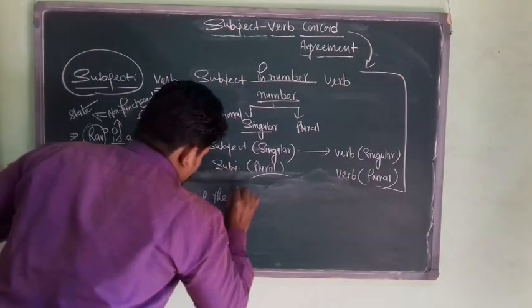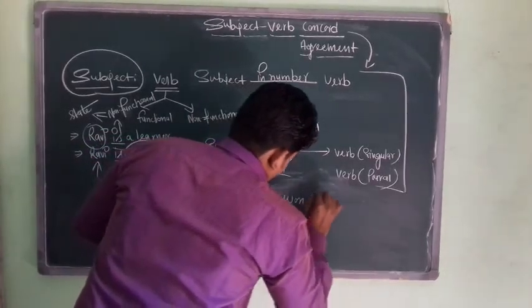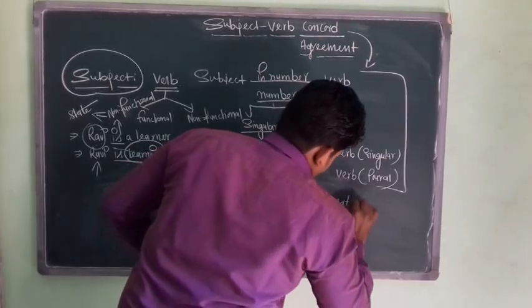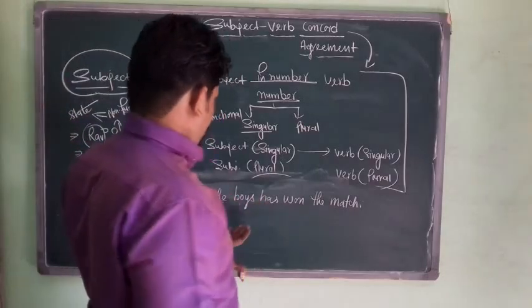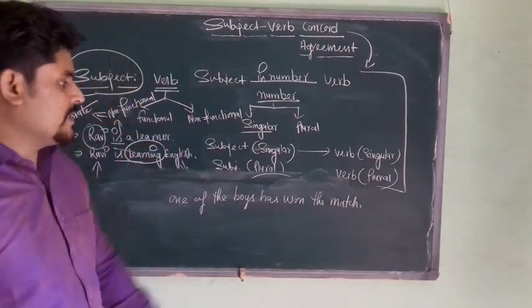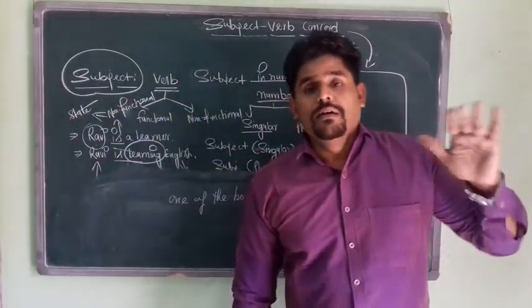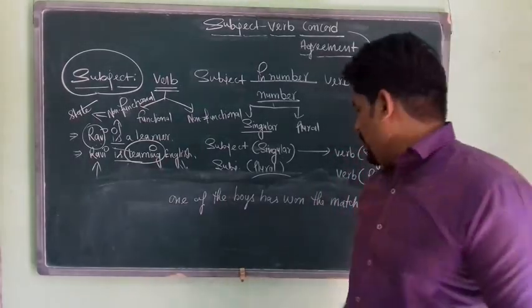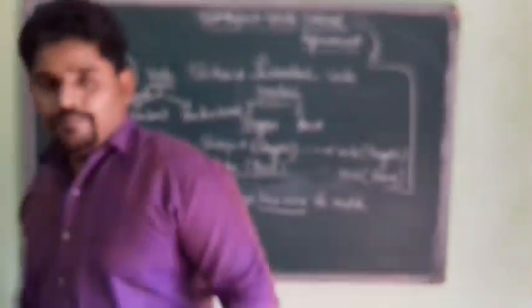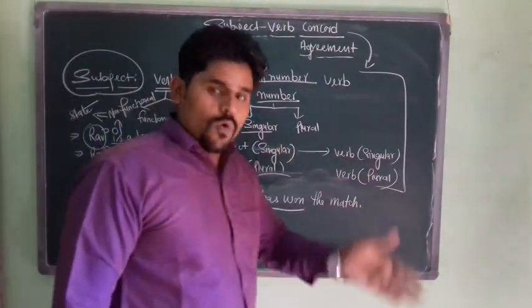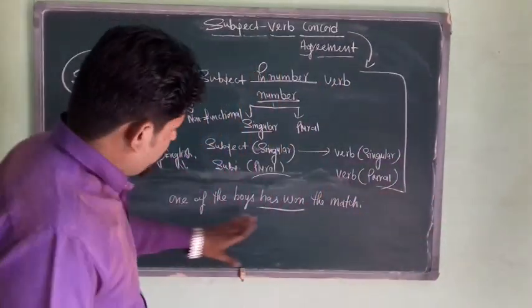One of the boys has won the match. Yes, so students, let us take this example now. One of the boys has won the match. Here, again, we just need to understand whether the sentence has a functional verb or non-functional verb. We find that here there is a functional verb: won. Win, won, won. Win means to overcome, to trump, to win something. One of the boys has won the match.